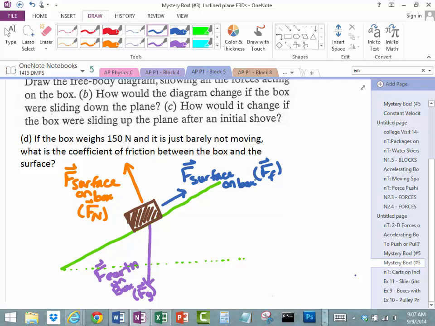Part B says, let's say the box is sliding down the ramp. How is the force of friction? Okay, so tell me what it is. There's a certain oomph you have to get past before you can start going when there's friction. Once you get past the force of friction, how do we do it? I don't know.